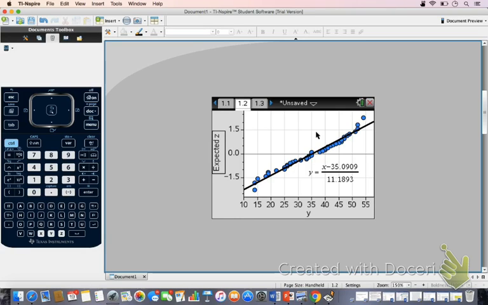Certainly we've got a couple of points that vary from this line, but this is close enough for what we're trying to do. So let's go back now and calculate our t-test statistic and our p-value and finish our hypothesis test.